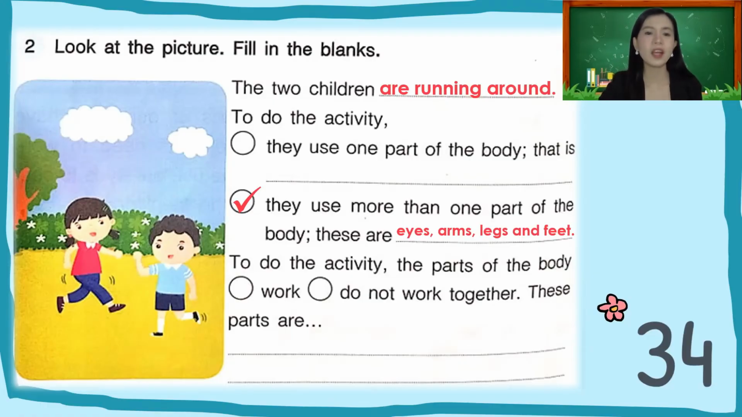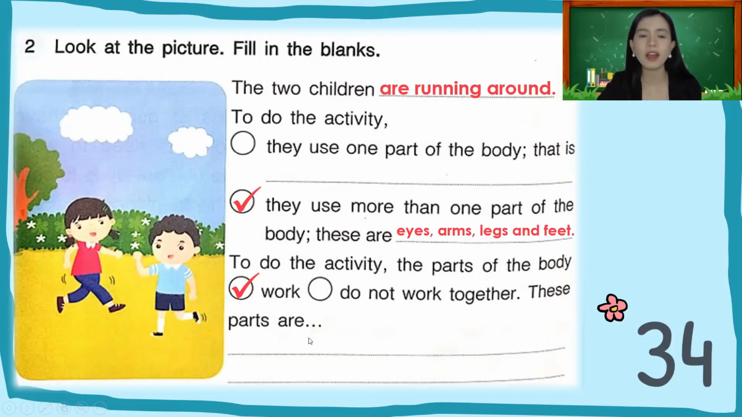Now, let's continue. To do the activity, the parts of the body work or do not work together. Again, you're going to tick the circles. Again, to do the activity, the parts of the body work or do not work together. Of course, they work together. Okay, they work together. Now let's continue.